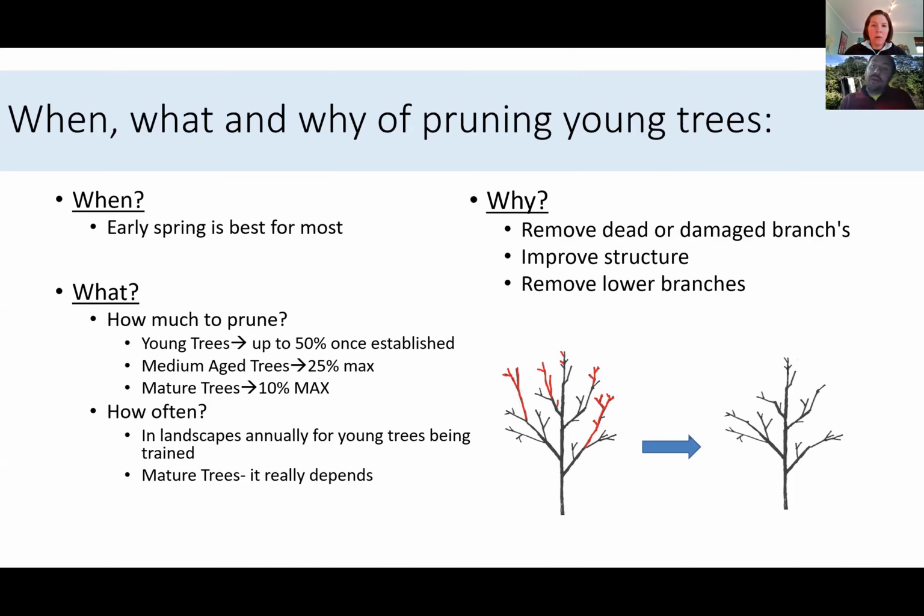So the final piece of this when, what, why of pruning is the why. The why we prune depends on the age of a tree. For young trees, we're pruning primarily to improve structure and to get lower branches off before they get too large and dangerous to remove. We're always going to be removing dead wood with young trees as well if we see it, or diseased, broken wood as well. That's always the first thing we do, is remove dead, broken, or diseased wood.